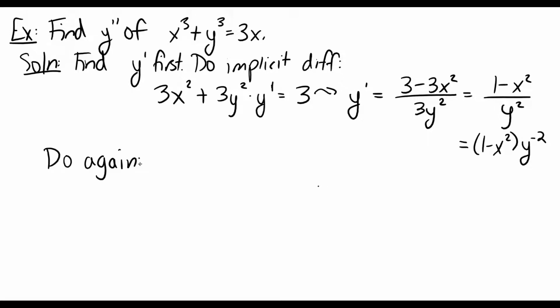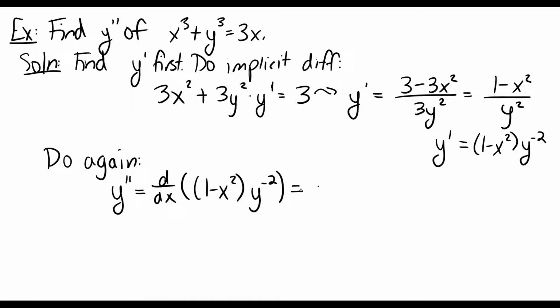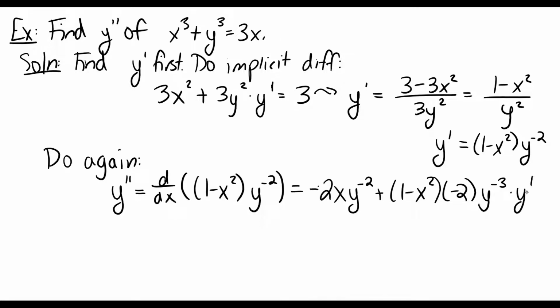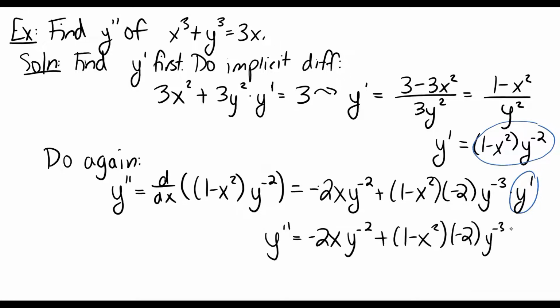Now to get the second derivative, we do implicit differentiation again. On the left side, we take the derivative of y prime, getting y double prime. On the right side, we do the product rule. We get minus 2x times y to the minus 2 plus 1 minus x squared times minus 2 times y to the minus 3 times y prime. Notice that we know what y prime is, so we can substitute that into the equation. Our final solution for y double prime is in terms of x and y only.